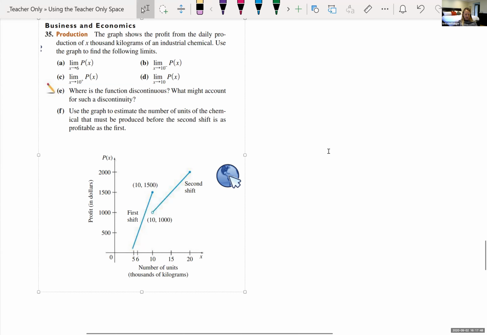Okay, so let me just go back and read exactly again what this is saying. The graph shows the profits. We're talking about profit. That's good to know. From the daily production of x thousand kilograms of a chemical. So profit, this is how much money, and this is the number of units being produced.